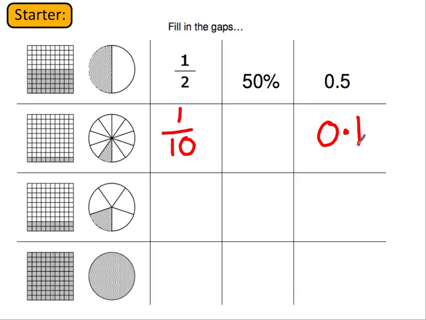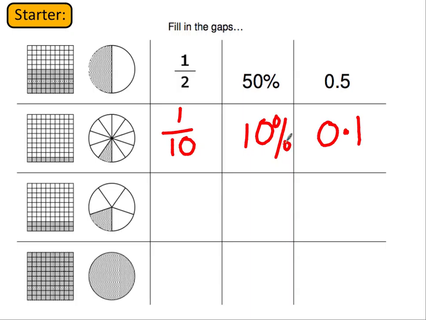Now, to convert that into a percentage, think of it being as out of 1. Well, 0.1 is like 10%. A quick way of doing this is to get any decimal and just times it by 100, and you're going to get the equivalent percentage, which is, of course, 10%.